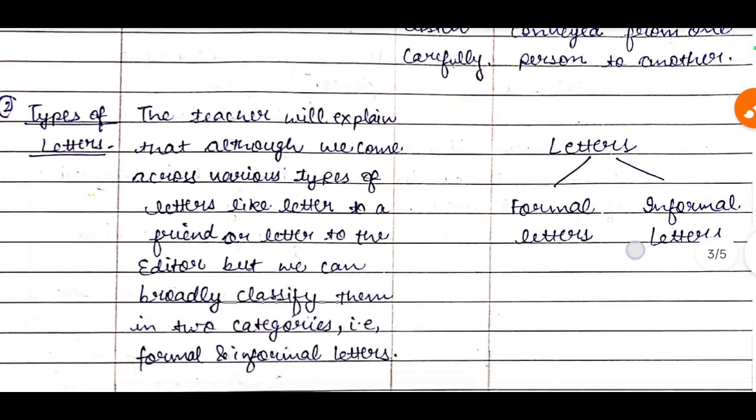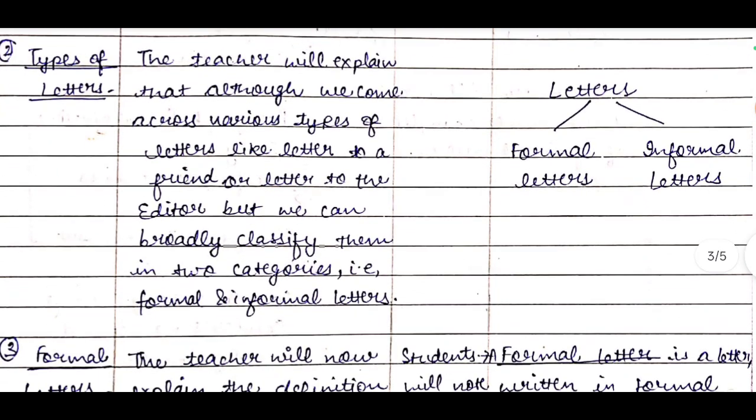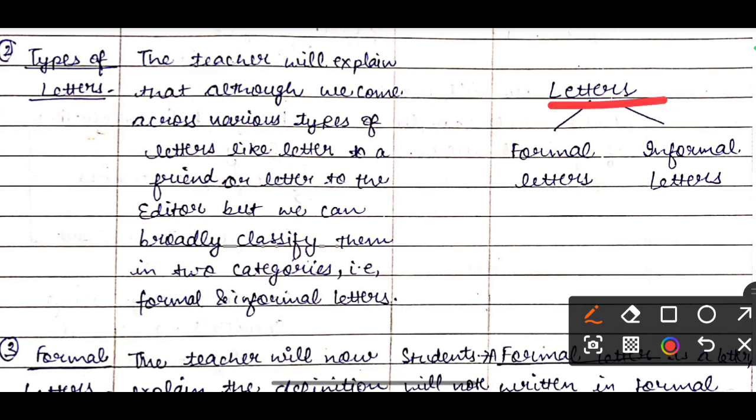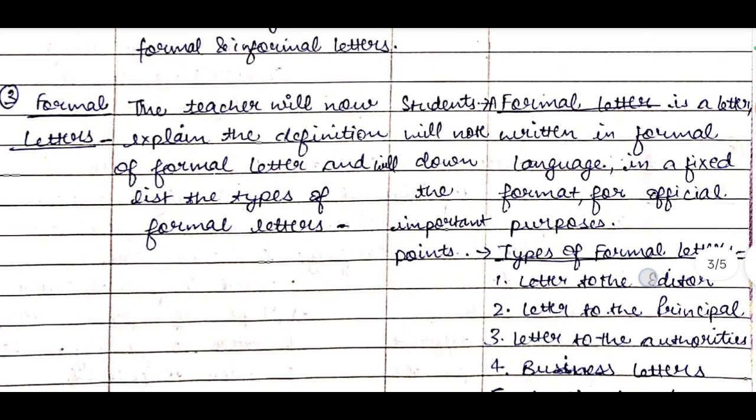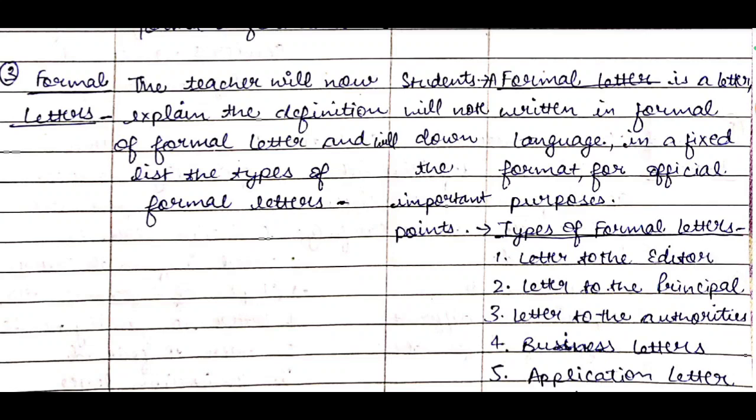The teacher will explain that although we come across various types of letters, like a letter to a friend or a letter to the editor, we can broadly classify them in two categories, that is formal and informal letters, and we'll make this sort of diagram to tell them about the different types of letters that we have. Now we are going to explain these two types of letters one by one. So first is formal letters.